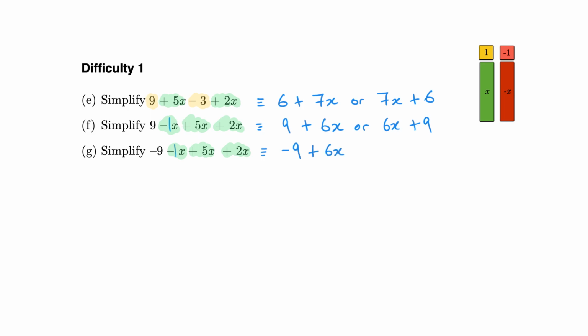Or we could rewrite that as 6x plus negative 9, which we can write more simply as 6x minus 9. All three of these answers are perfectly correct. And here's the last question. Pause the video and have a go at this one for yourself.